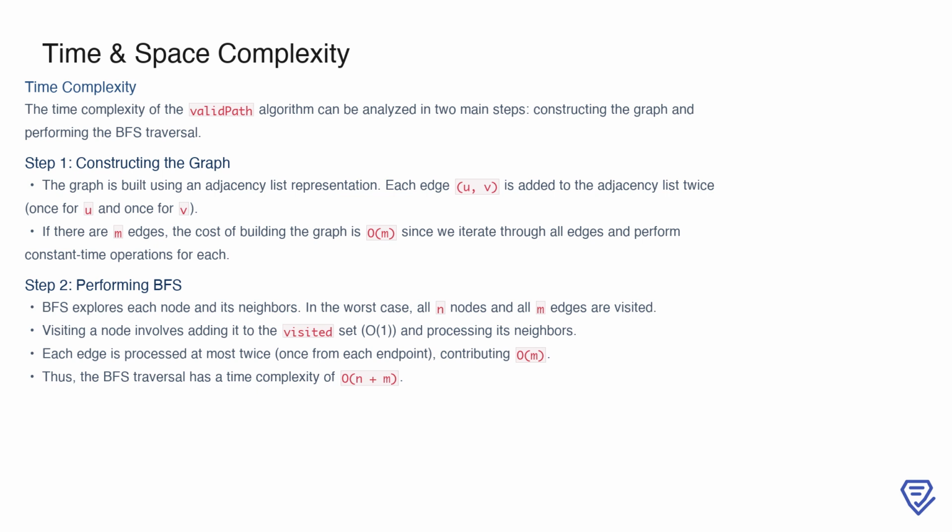Next, during the BFS traversal, we explore all nodes and their neighbors. In the worst case, BFS visits all n nodes and processes all m edges. Each node is added to the visited set in constant time, and each edge is processed at most twice, once from each endpoint. This results in a traversal cost of O(n + m). Combining these two steps, the overall time complexity depends on the sum of building the graph and performing BFS, which is O(n + m).